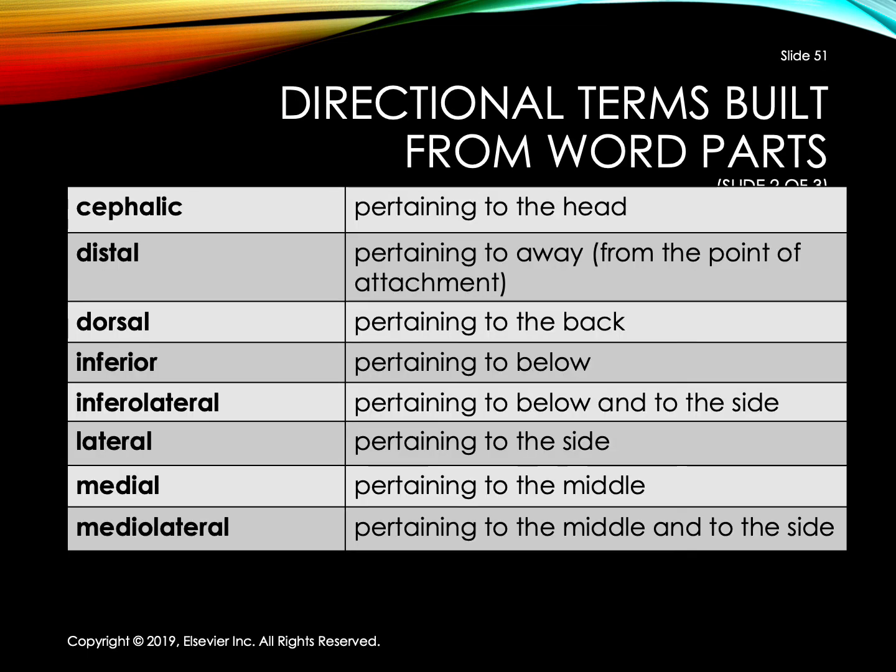A couple other terms that the book points out. Cephalic. Again, look at the ending, ic. It means pertaining to, and then we go to the front of the word and we have cephal, and that means the head. So pertaining to the head. Now distal, again, pertaining to away, whereas dorsal is pertaining to the back. Inferior, that ior, remember that also means pertaining to, a suffix meaning pertaining to. So infero means below, so pertaining to below.